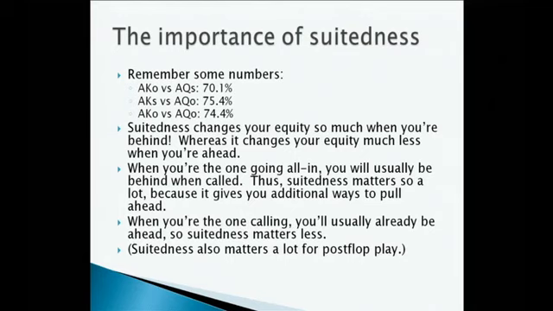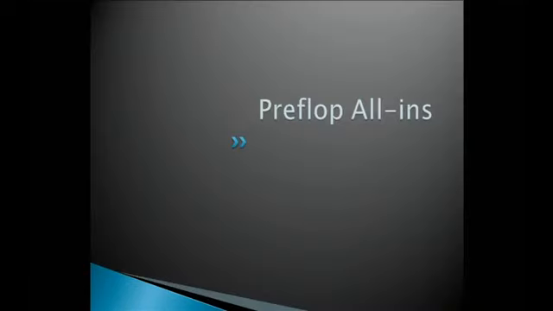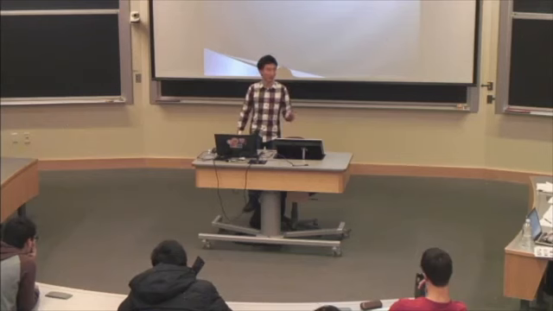So like with ace-king, the difference between suited and unsuited doesn't matter that much. But with a hand like 9-8, being suited is way better than being not suited. And suitedness is also important for implied odds, as I talked about last class, because you can make much better decisions post-flop if your hand is suited. Okay, so that's roughly some hand equities to remember.